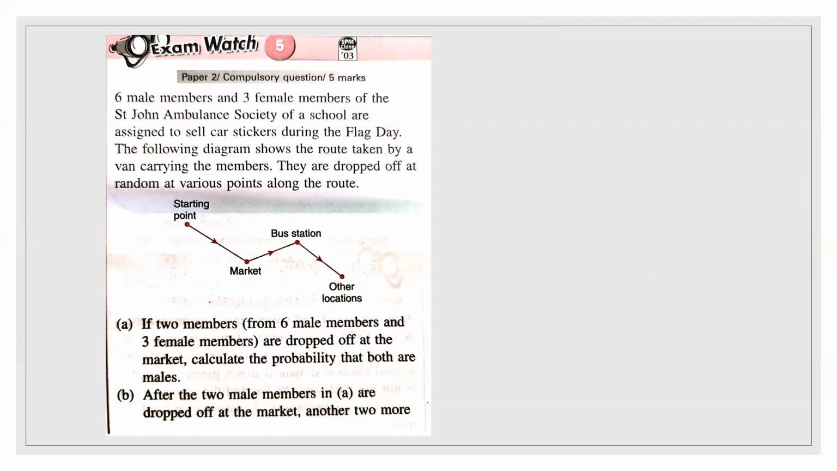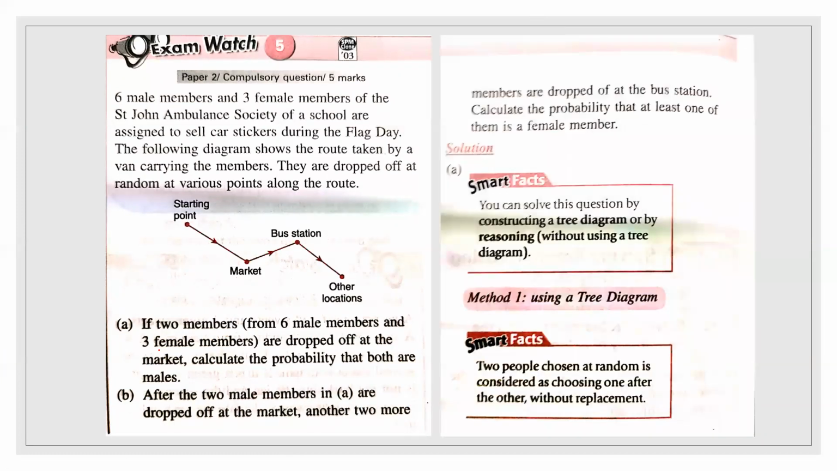If two members from 6 male members and 3 female members are dropped off at the market, calculate the probability that both are male. First we use a tree diagram to solve this. 2 people are chosen at random, considered as choosing one after the other without replacement.